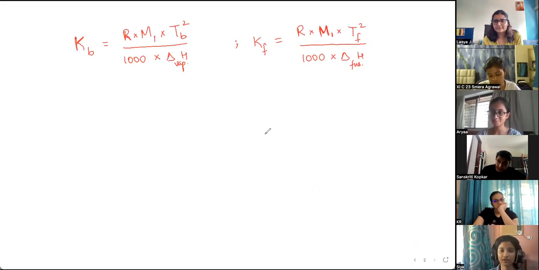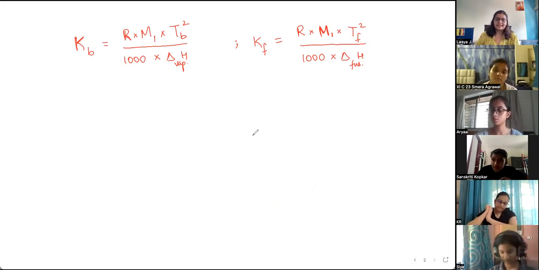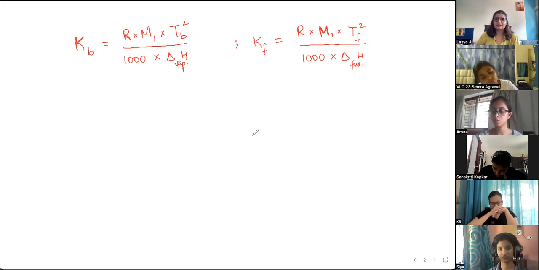Sia, you were asking why R is multiplied there. Is it to convert something? No, it's not a conversion factor. The universal gas constant is one of the universal constants, so it's a factor in a lot of calculations, even when you're calculating Avogadro's number and things like that, R comes into the picture. So that we'll have to get into the derivation of KB and KF, which I haven't looked up.